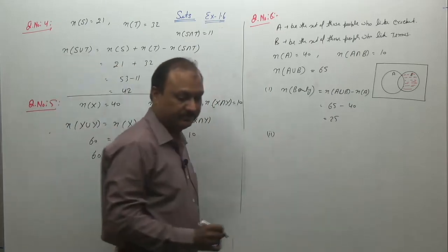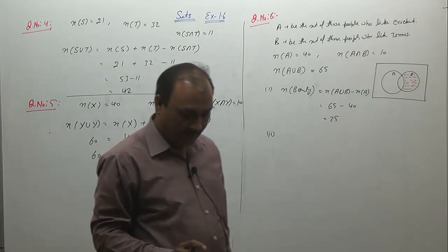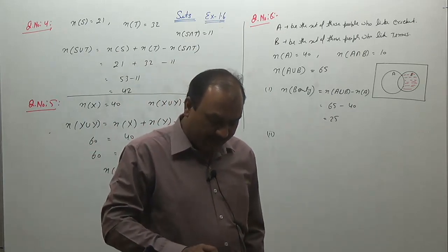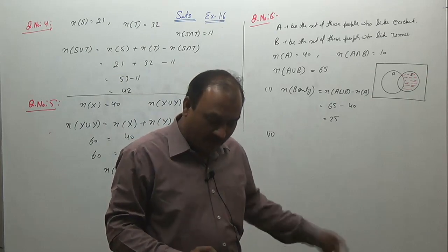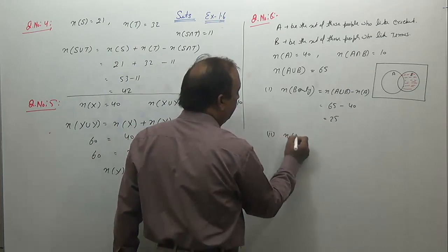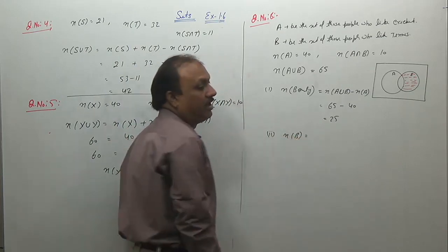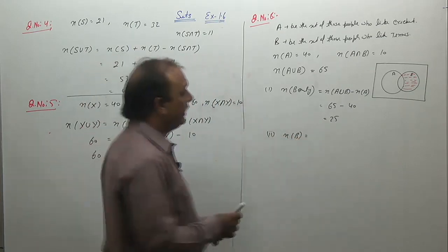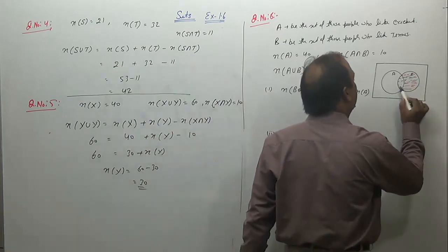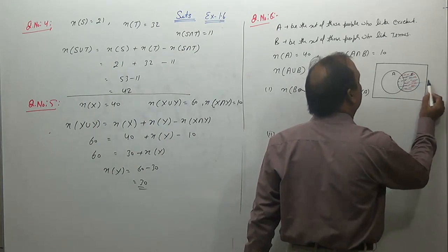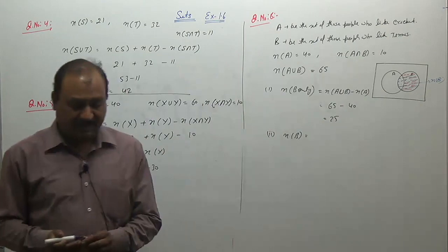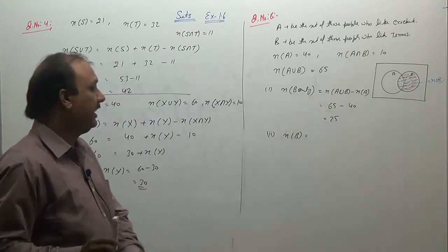Second is how many like tennis only, not cricket, or how many like tennis? Now, n(B). How many like tennis? It is all the elements of set B. Now we have to find this. This one is n(B). Now you have to find out how many elements are in set B.